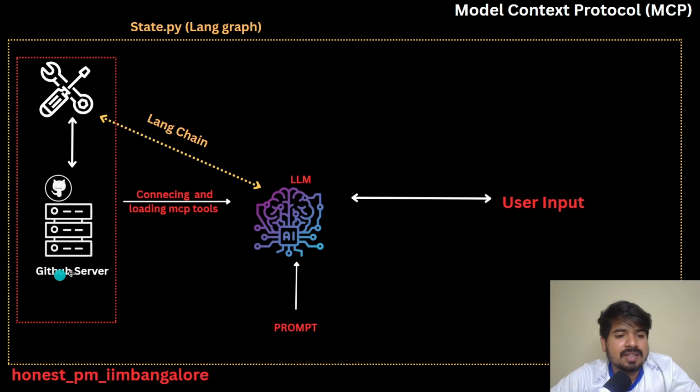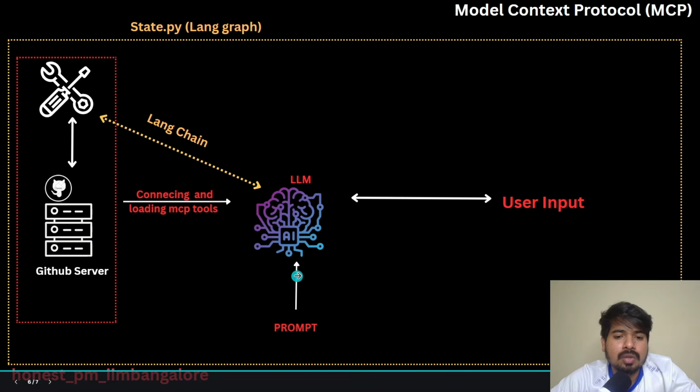So as you can see, this is a GitHub server. The GitHub server has different tools. So what we will do is define our LLM first, and then connect with the GitHub server. Once we connect the GitHub server, obviously the server will come with tools, and that is why we will attach all our tools to the LLM. Once we attach tools to the LLM, it will become an agent.